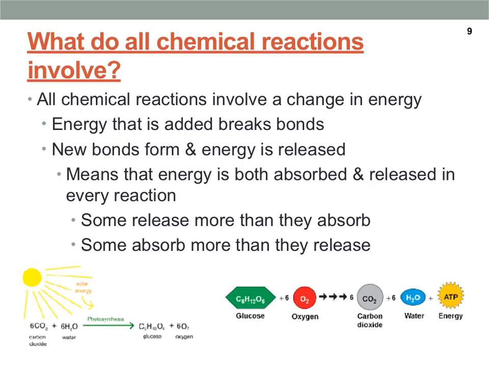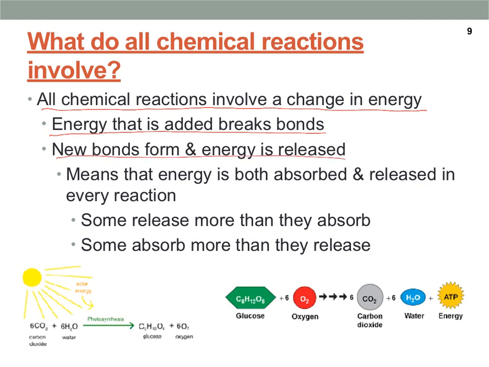So what things do all chemical reactions involve? All chemical reactions involve a change in energy. And remember, bonds are being formed by either sharing or transferring electrons. So the electrons in the energy levels of the atoms involved are going to change energy. Energy that is added can break bonds, and when new bonds form, energy is released.